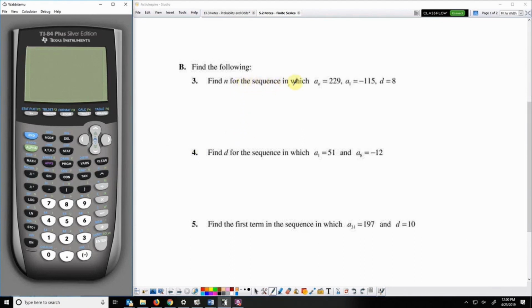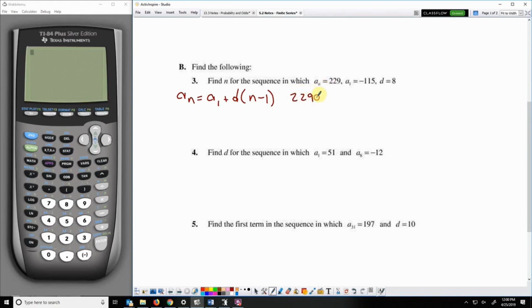So find n for a sequence in which a sub n is 229. So the nth term has that value. We just need to know what term number that is. First term is negative 115, and the common difference is 8. So that means this is arithmetic. So we'll use the formula a sub n equals a sub 1, the first term, plus the common difference times n minus 1. So in this case, a sub n is 229.